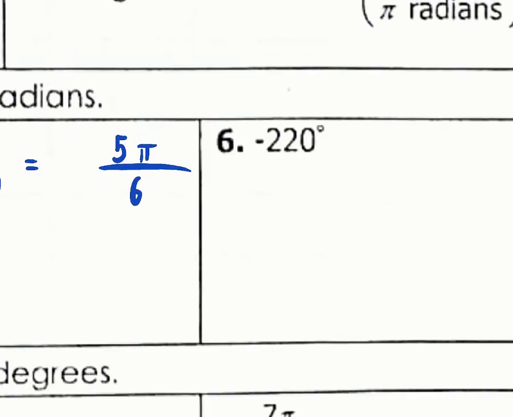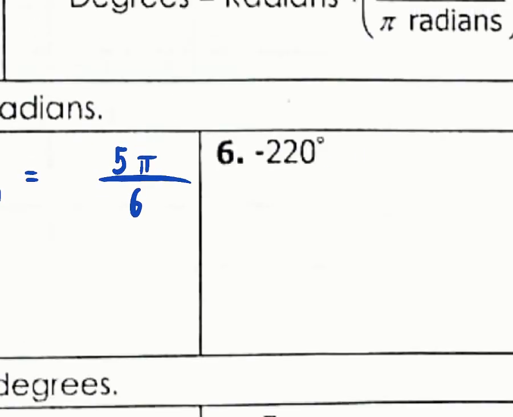Okay, last one, negative 220. Again, multiply by pi over 180. Leave the pi alone. And let's just focus on negative 220 over 180. What do you get? Negative 11 pi over 9. Okay? Stop me if you have a question.